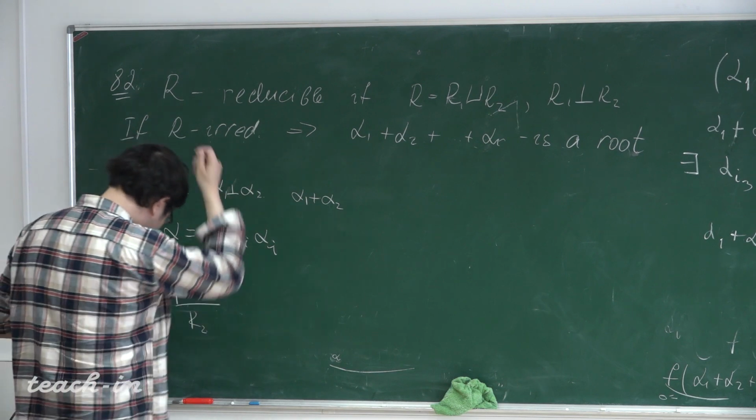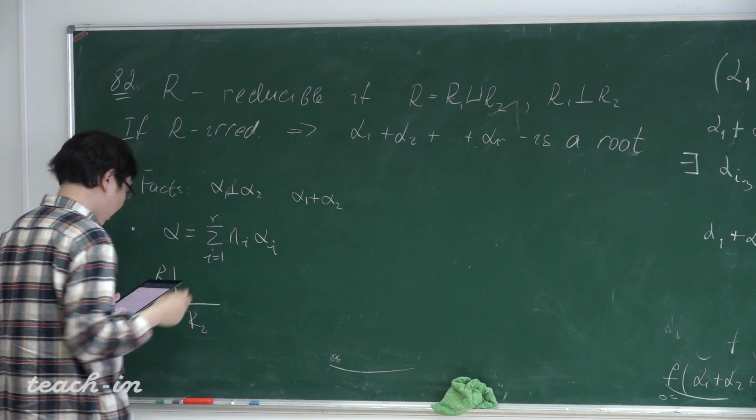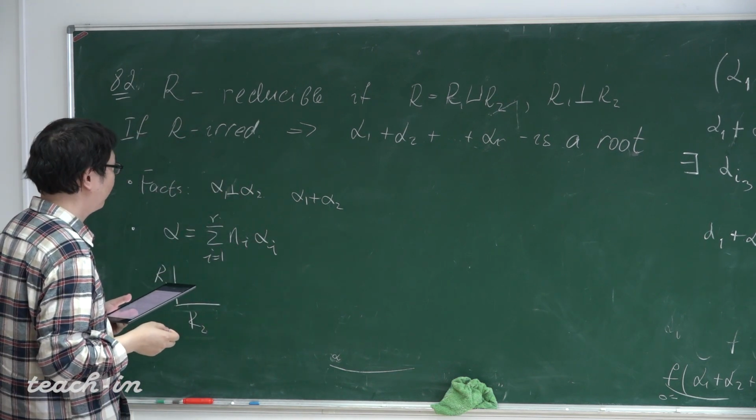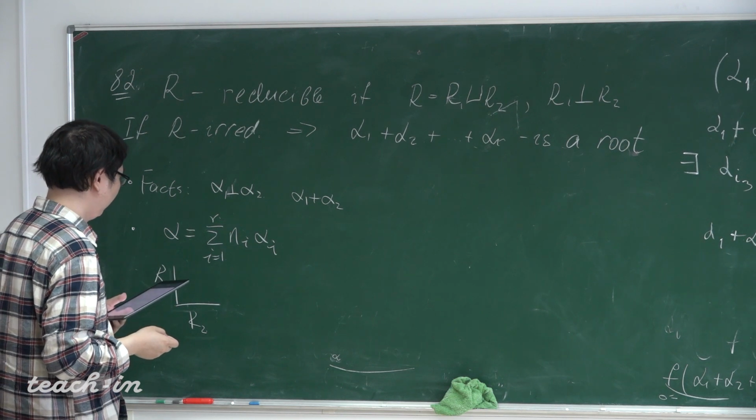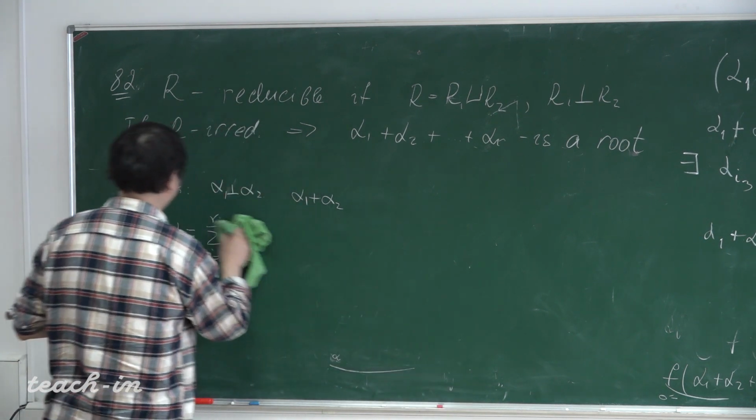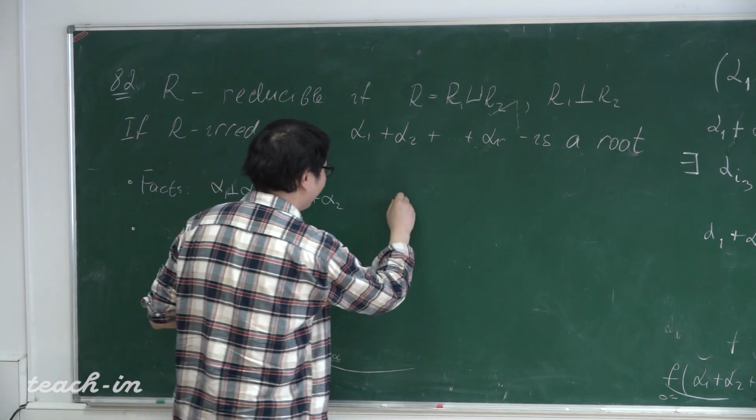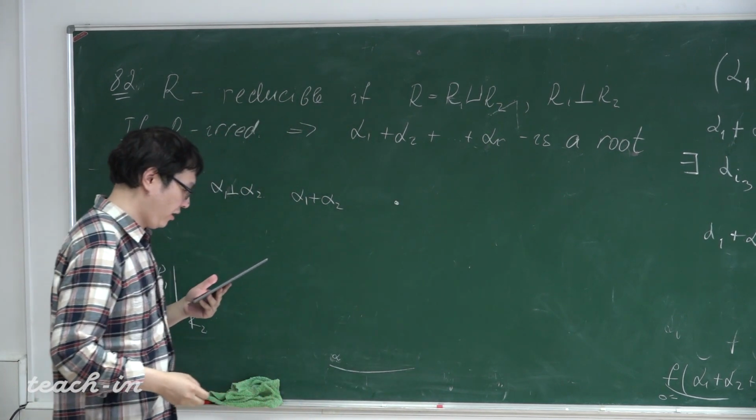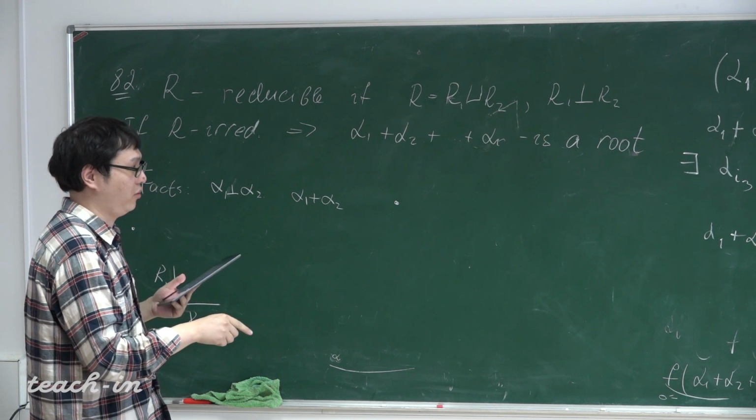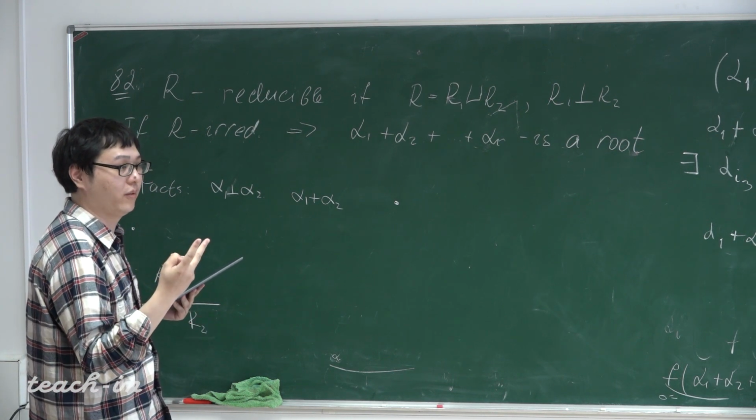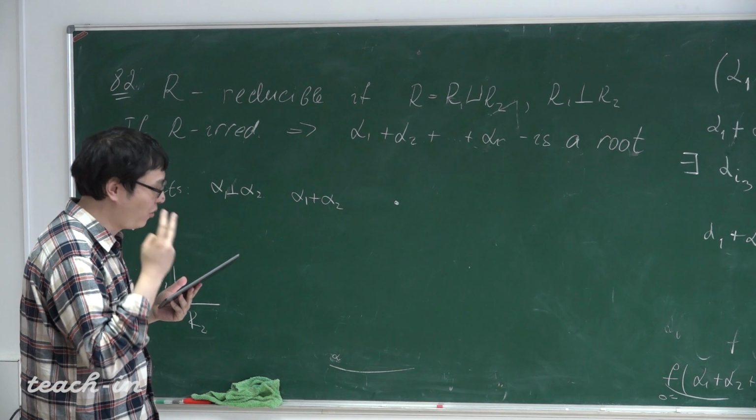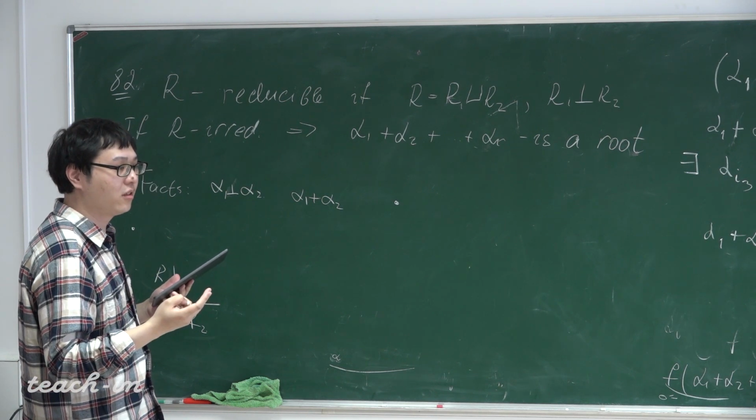By the condition of the problem, your root system is irreducible. So therefore you cannot find such R1 and R2. This is the second thing I will use. And the third thing I will use is that in any abstract root system we have only two kinds of length, at the most two kinds of length.